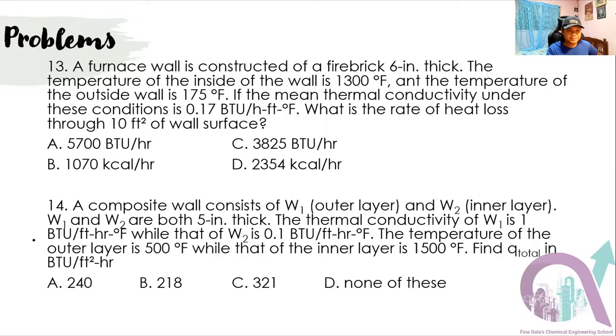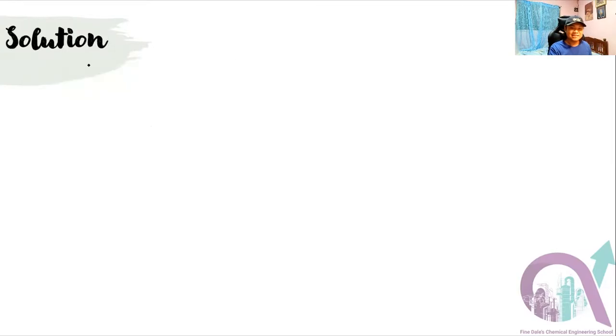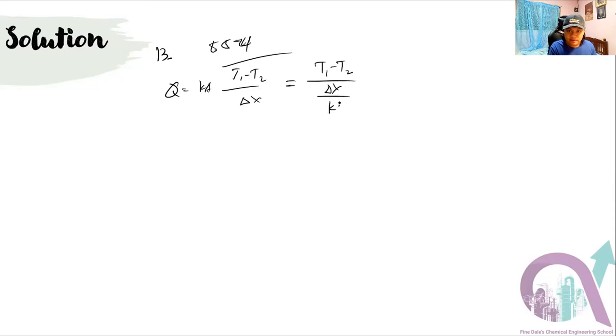Number 13. This is a simple substitution with the formula. Just use equation 5-4. You have KA (T1 minus T2) over X. X is the distance from T1 to T2, the length of the medium that the heat will be traveling through. You can modify this equation like so. This is the more common expression you see.